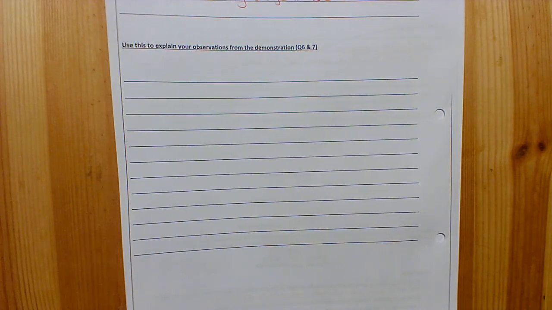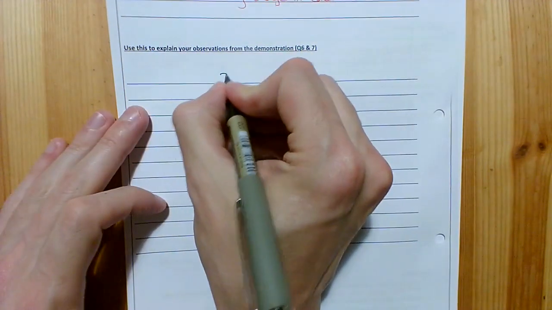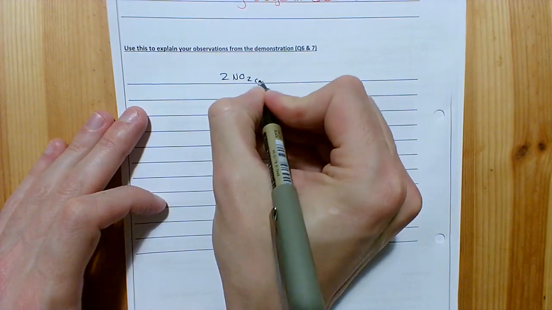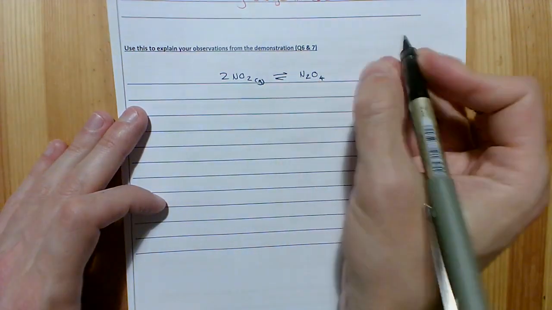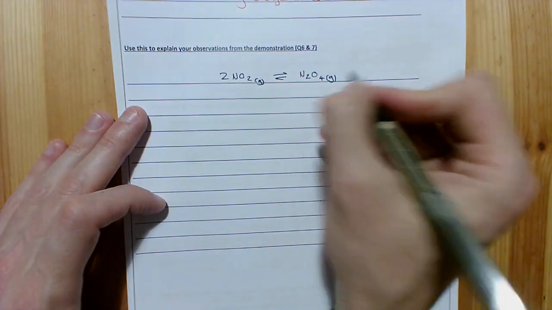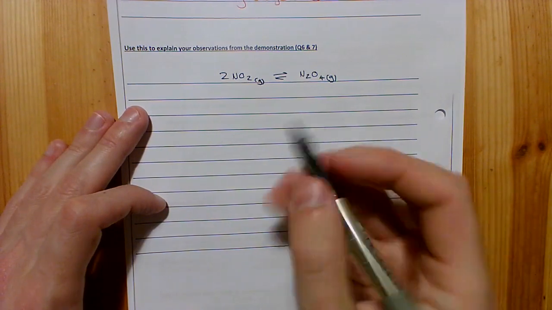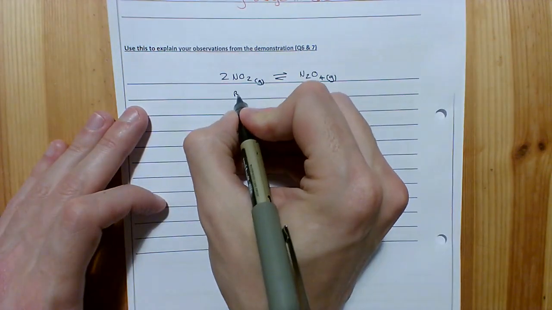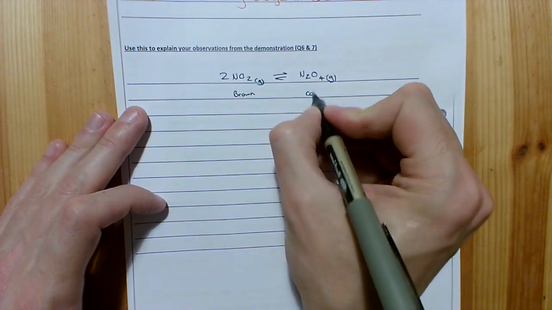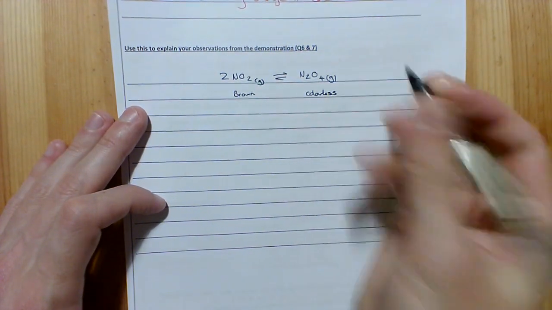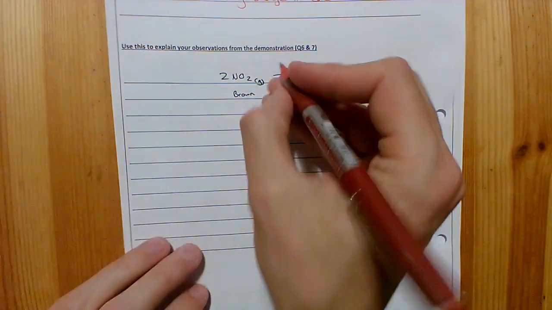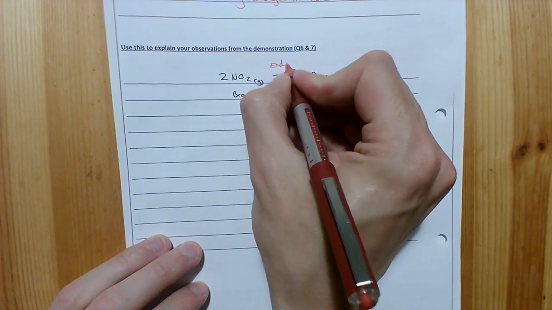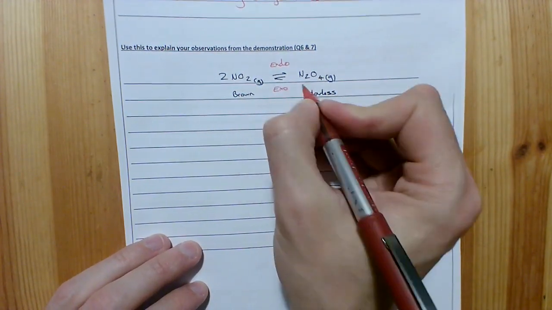So the first thing was, if I just write out the equation quickly, it was 2NO2 gas going to N2O4 gas. And we knew that this side was brown, this gas was brown, and this one was colourless. The other bit of information we had was that it told us it was endothermic in the forwards direction, exothermic in the backwards direction.